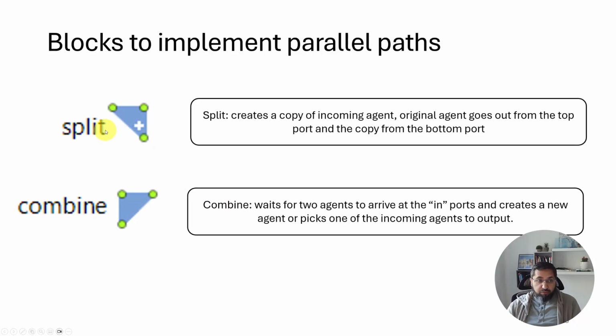So we actually do have blocks to do that, called the split block and the combine block in AnyLogic. So in a split block, an agent flows in through this input port, the green port on the left, and the same agent goes out of the green port on the right.